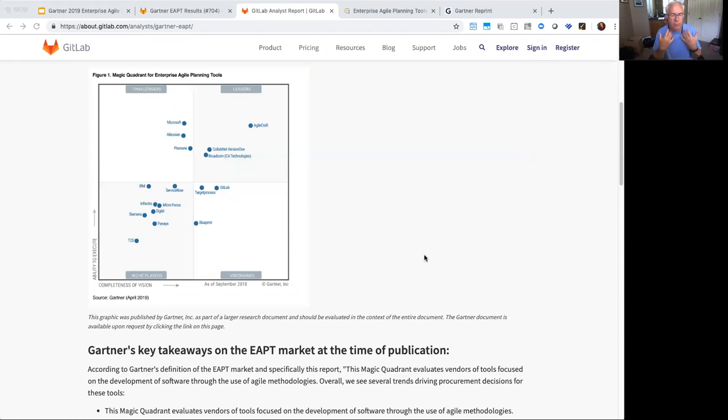When I read the analysts' strengths and cautions, I think they acknowledge where we're at and the breadth of our vision, where we're going, and the power of working on the complete life cycle. So I want to make sure you have that.